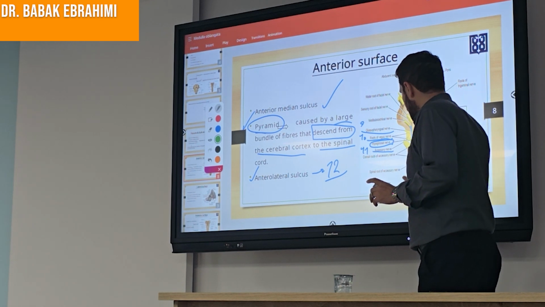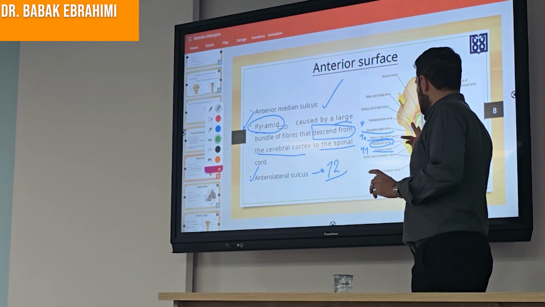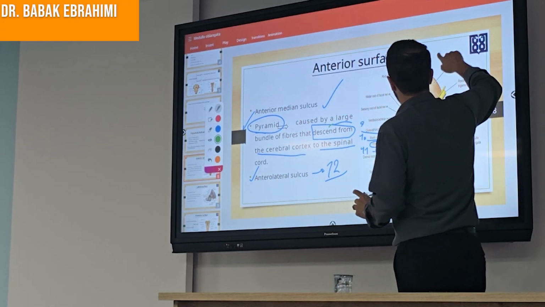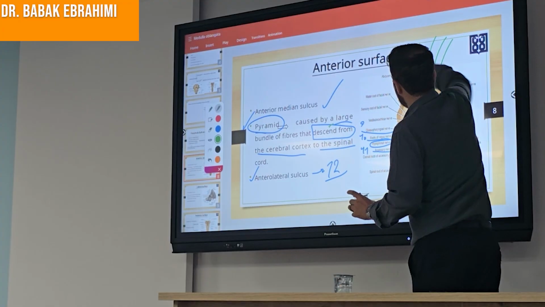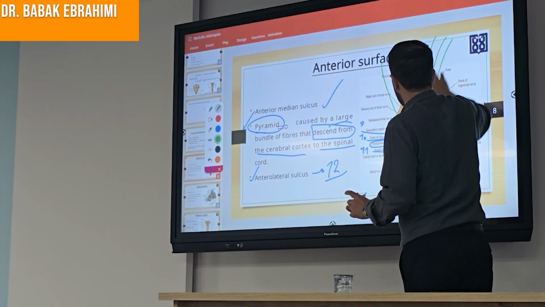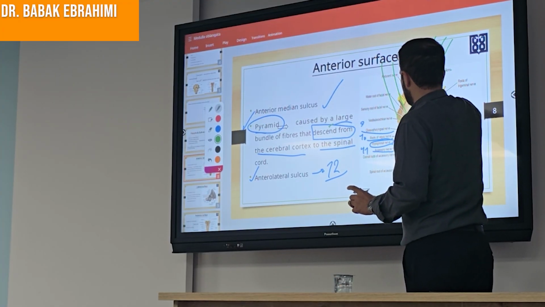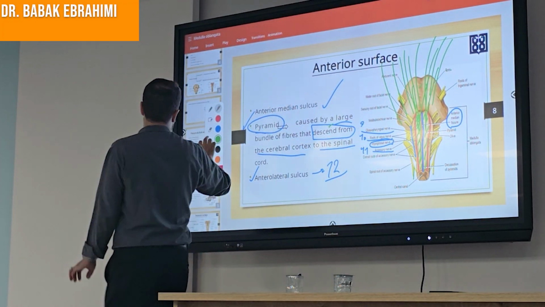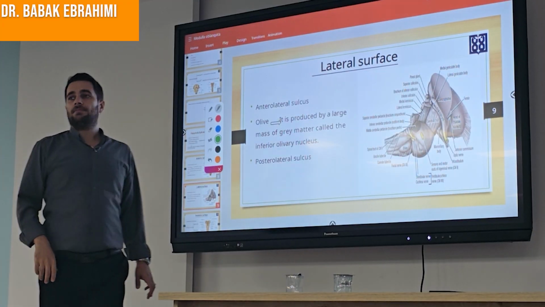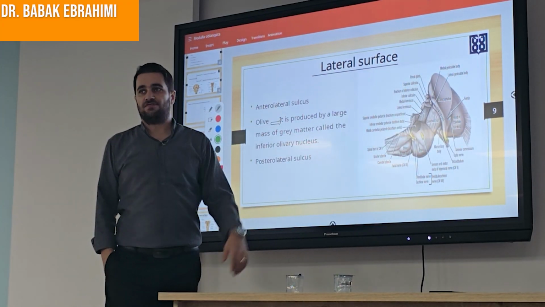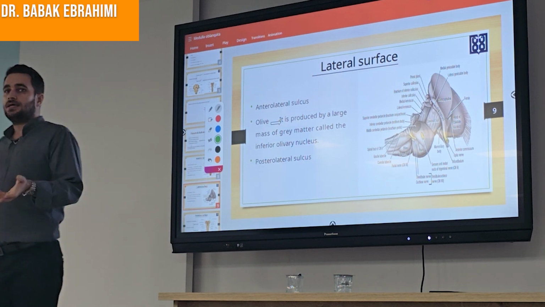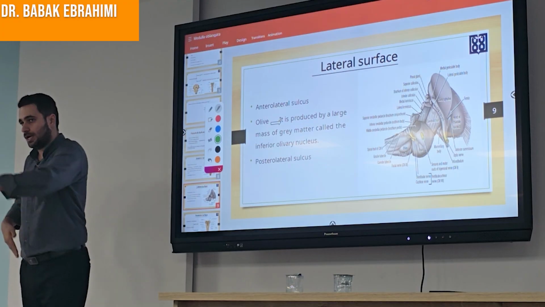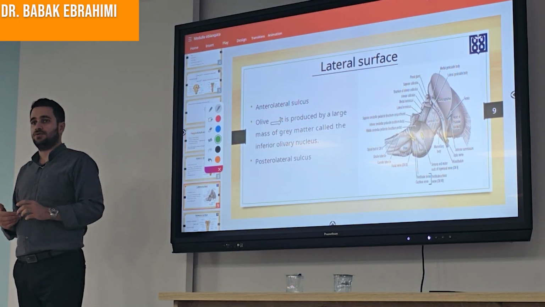We have the anterior median fissure and the anterolateral sulcus. Between them we have the pyramid. The pyramids are descending fibers. It shows that all the motor commands come to the green color, to the pyramids. Okay? This is the anterior view of the medulla oblongata. In the lateral surface, it is completely clear that we have the anterolateral sulcus and the posterolateral sulcus. This is the lateral view.